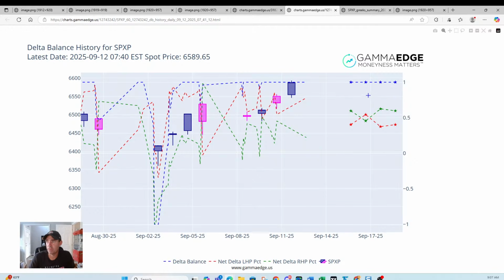Delta balance, we saw the delta balance repair itself. You can go back and look at the previous video, but we did have the left-hand plane. We separate these into the left-hand plane and the right-hand plane, so it's below spot price and above spot price. And then the aggregate is the blue line, the delta balance, and as long as that is at 1, that's indicating call speculators are maintaining overall control. On the previous day, we did see this left-hand plane, which is the red dotted line, start diving down towards 0. That's repaired itself day over day.